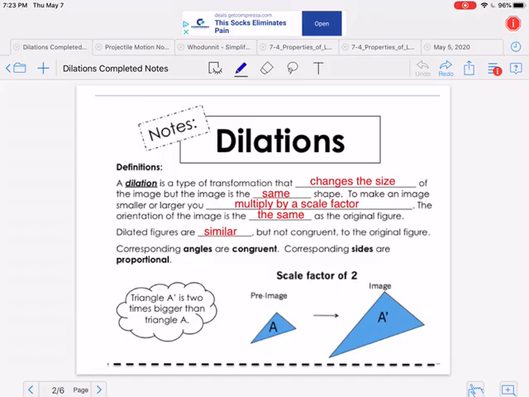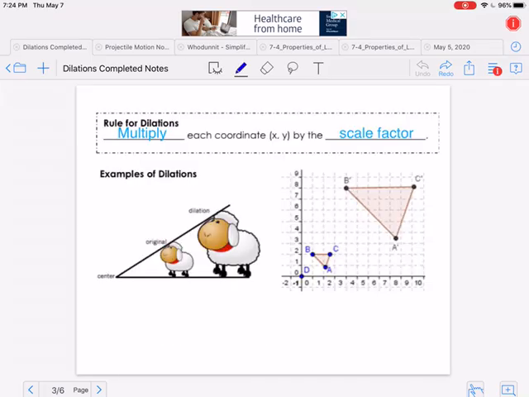What we're going to do is just some multiplying. If we multiply by a scale factor that is bigger than 1, we are going to be making something bigger. And if we're multiplying by a fraction or a decimal that's smaller than 1, then we are going to be making something smaller. Okay, dilated figures are similar. So again, they're going to look alike, but they're just going to be different sizes. Again, all we're going to do is just some simple multiplication.